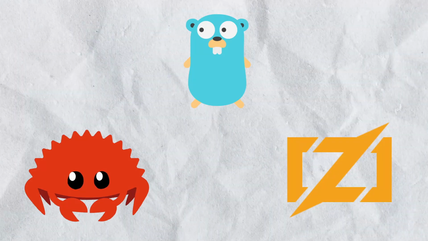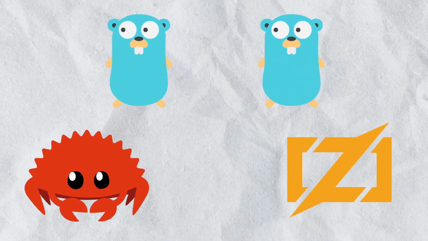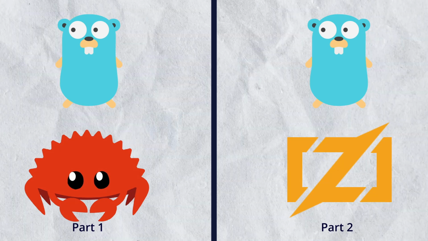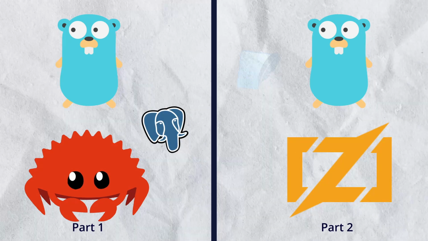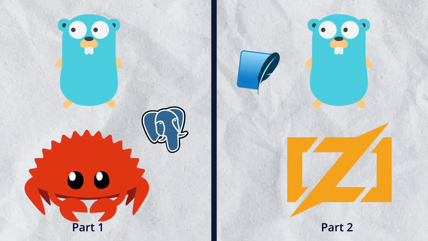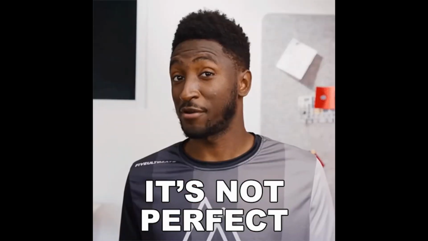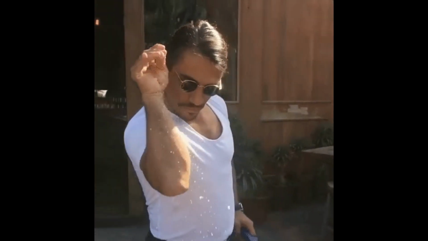So finally, I decided to split the videos in two parts, one in which we compare Rust and Go with Postgres database and the other one in which we compare Zig and Go with SQLite. Now this is my first time building anything in Go and my methods may not be perfect, so take this result with a grain of salt.